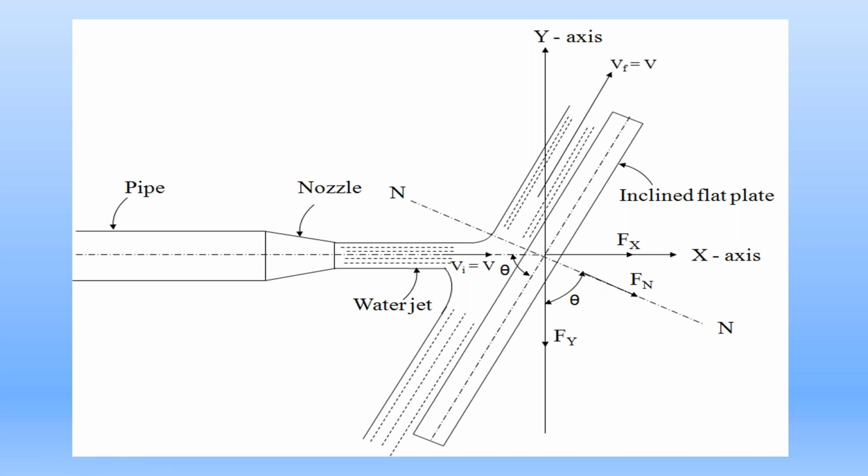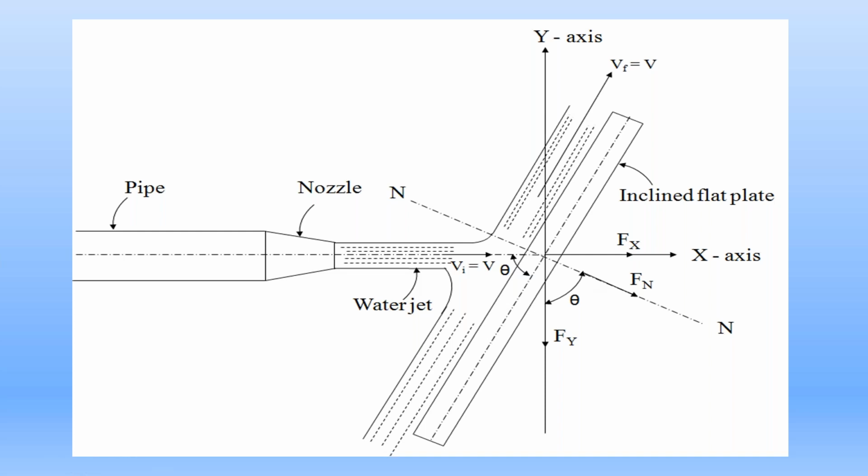So in the direction of force Fn, the initial velocity of the water jet is V sin theta. Then in the direction of force Fn, the final velocity Vf component is 0, because with this force Fn, the final velocity is making an angle of 90 degrees. So the final velocity Vf in the direction of force Fn is Vf cos 90, that is 0.